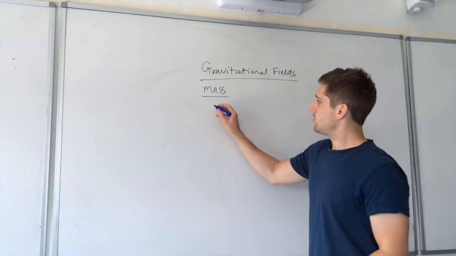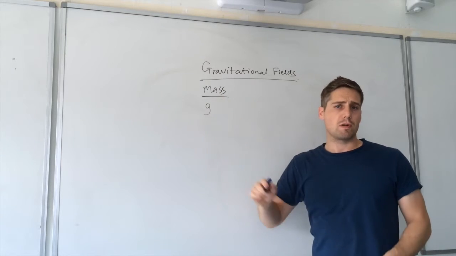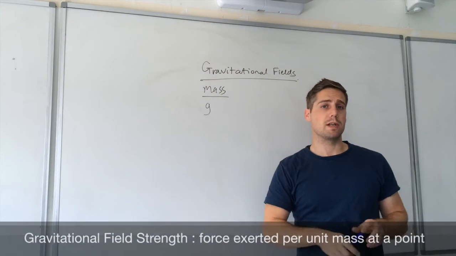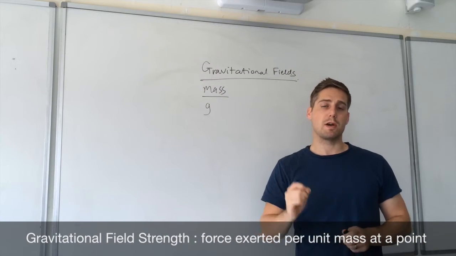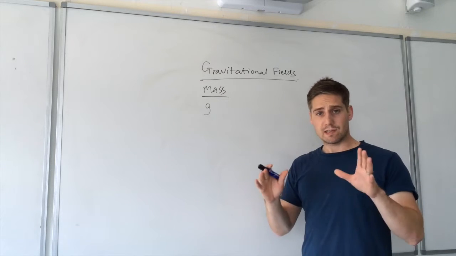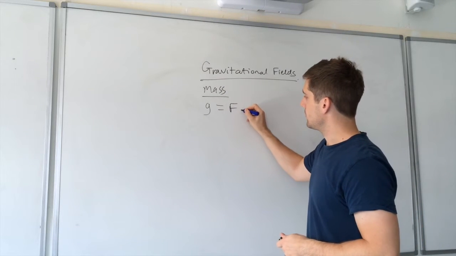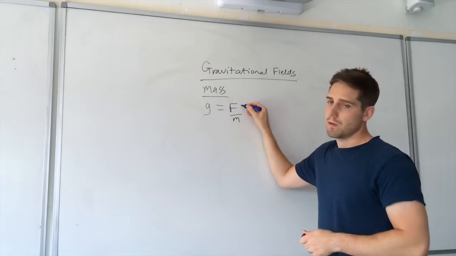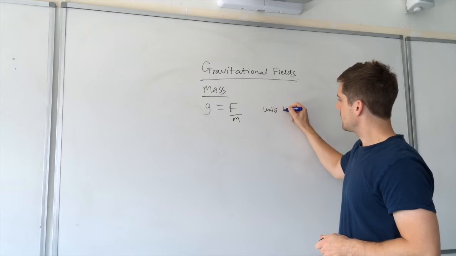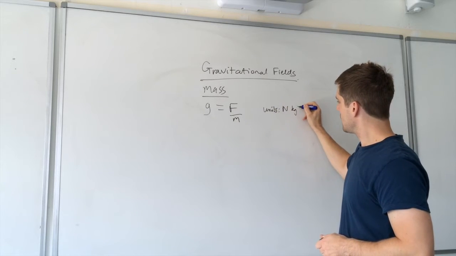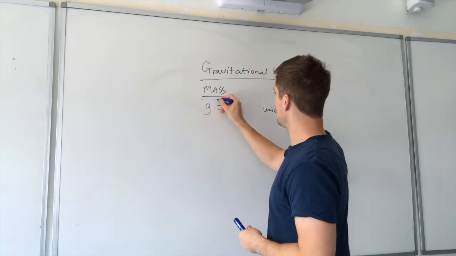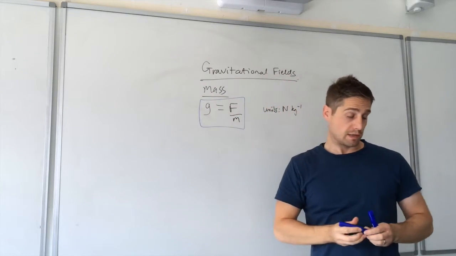So g is the symbol for gravitational field strength. The gravitational field strength at a point is the force exerted per unit mass at that point. So that's g, and from that definition, we can get this equation: g = F divided by m, force per unit mass. And the units are newtons per kilogram for g. So that's the equation that's linked to the definition.